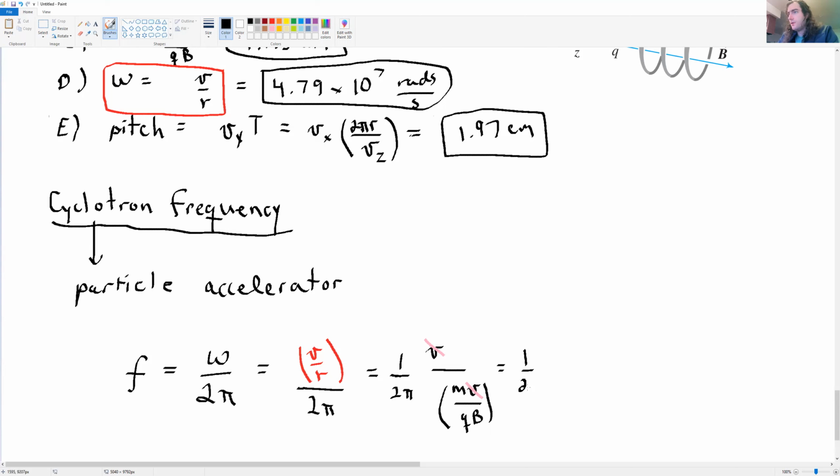So we have 1 over 2 pi, mass in the denominator, charge in the numerator and B in the numerator as well. Okay, so there's an expression. Maybe we could put this expression in another form if we want to.